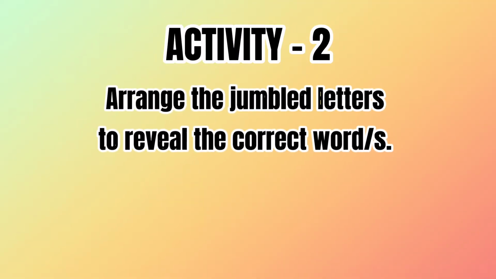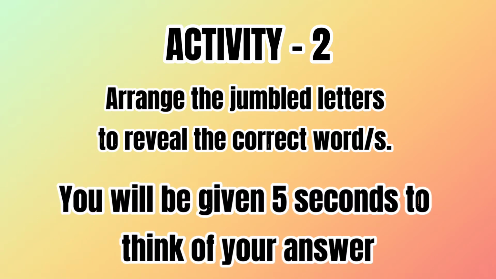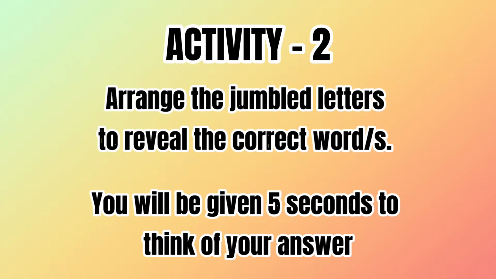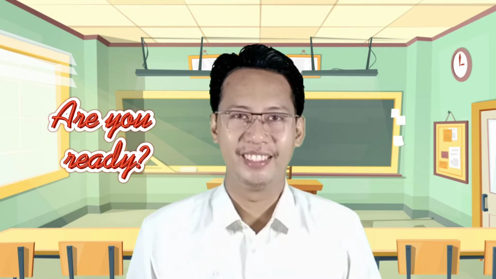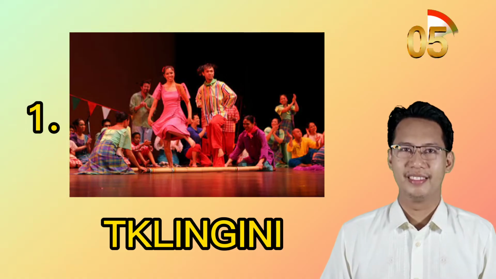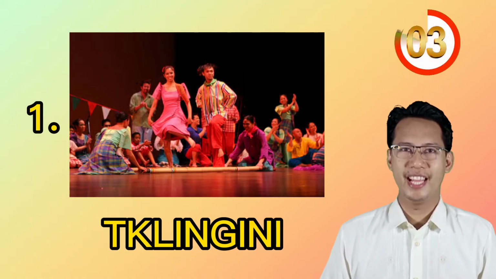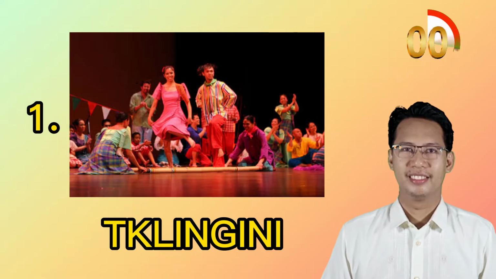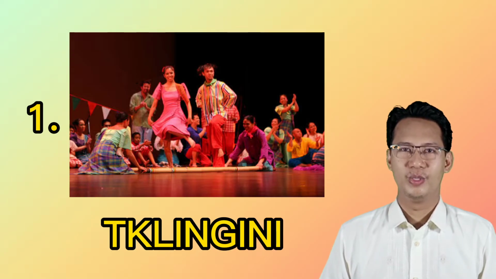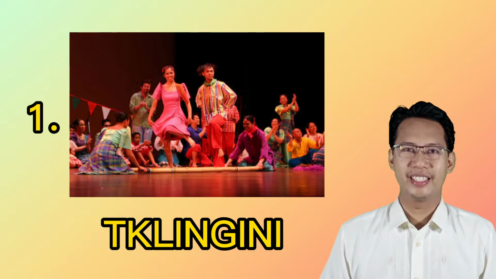Now, let's proceed to activity number 2. For this activity, you are going to arrange the jumbled letters in order to reveal the correct word or words. You will be given 5 seconds to think of your answer. Class, are you ready? Let's start! Number 1. You have 5 seconds to think of your answer. What is the answer? Correct. The correct answer is tinikling.